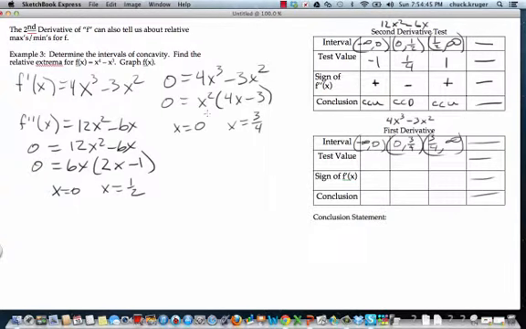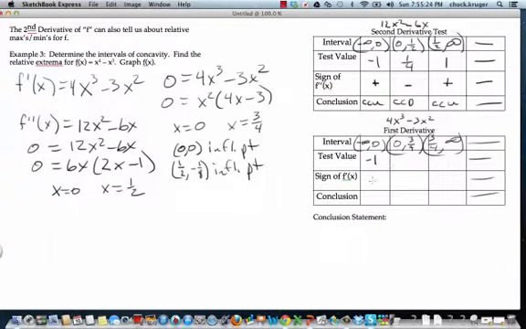So a couple of things here. When I plug 0 into my original function, (0, 0) is an inflection point. How do I know that? Concavity changed. It went from concave up to concave down. Also 1/2, comma, and if I put 1/2 in here, I'm going to have 1/16 minus 1/8, which is negative 1/8, is also an inflection point. Okay? All right.